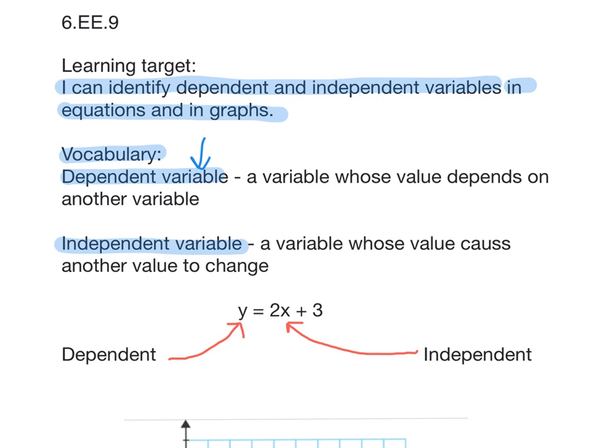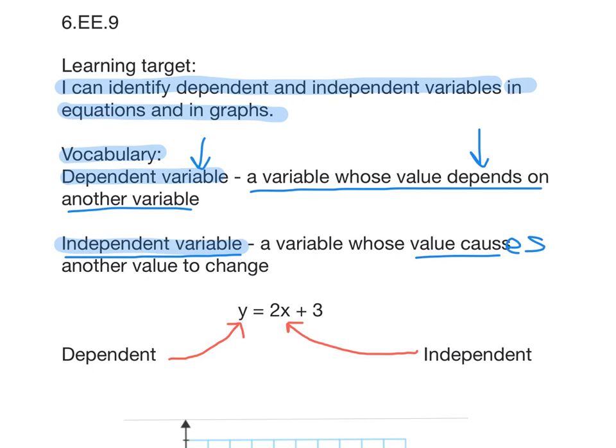It's usually a letter. So, the dependent variable is a variable whose value depends on another variable. That's why they call it dependent. It's usually the number that you're looking for, that you're trying to figure out. So the independent variable is a variable whose value causes another value to change. Okay? So when you change the independent variable, it changes the dependent variable.